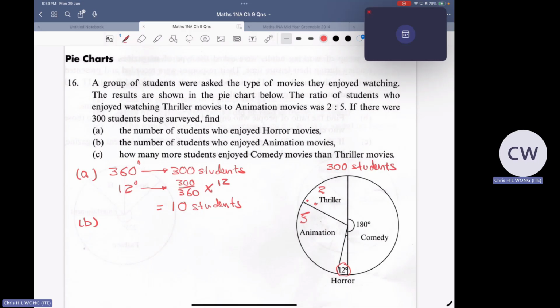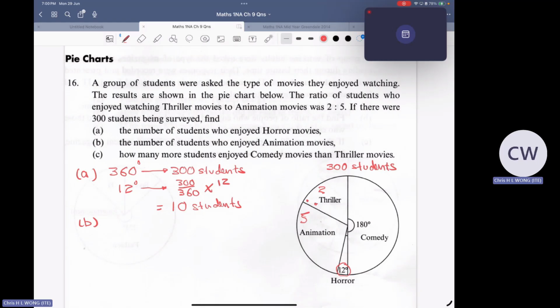Now, you look very carefully here. If I tell you the whole pie chart is 300 students, and I can see from here there is a 180, 180 means half, right? If the whole pie chart is 300 students, I know that this is already 10 students. But I don't know these two. I know that half of this is 300 divided by 2. So this side, without the horror, only the comedy itself, is actually 150 students. So 150 students on the right, 150 students on the left.